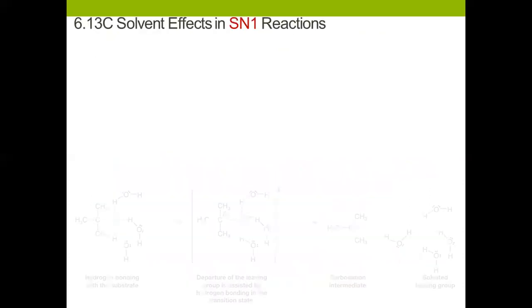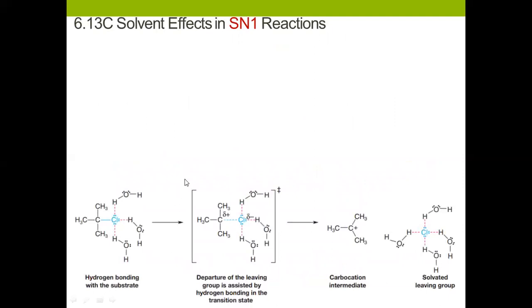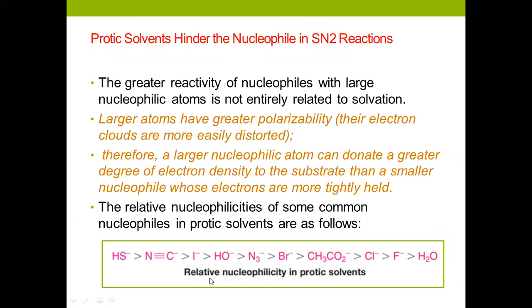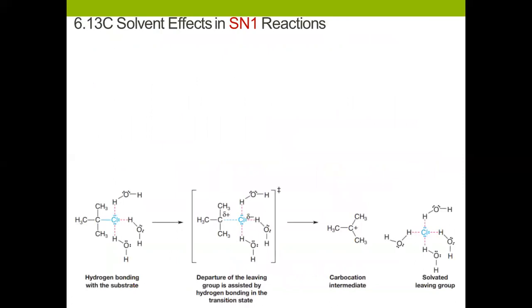So let's consider the solvent effects in the SN1 reaction. Earlier I mentioned that polar protic solvents favor, before I forget, we always have to remember that when we are talking about nucleophilicity, we have to consider the environment. Is the nucleophile placed in a protic or aprotic solvent? Because it will matter.